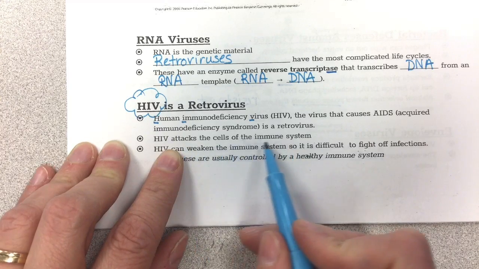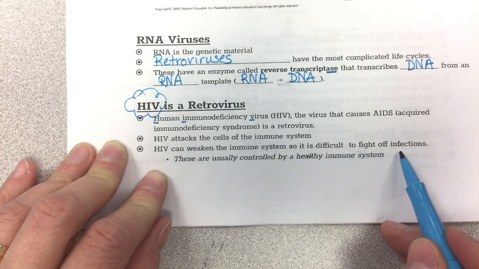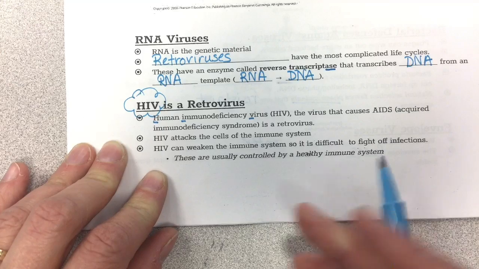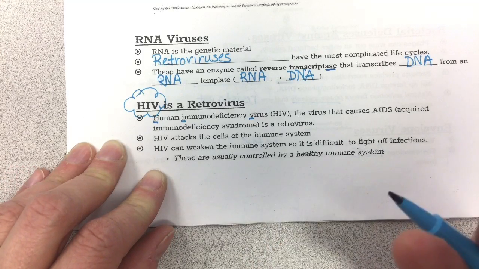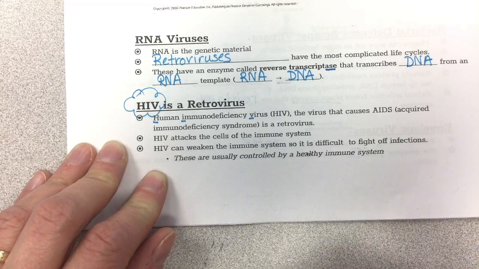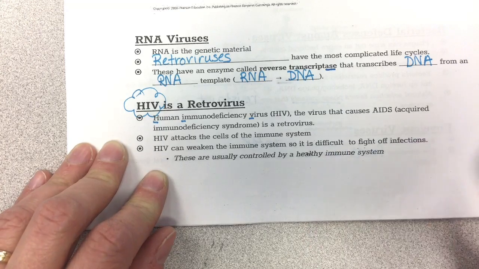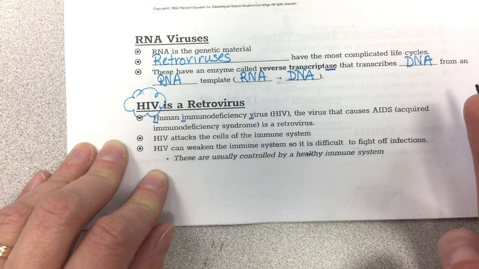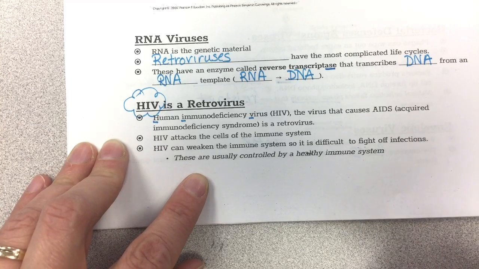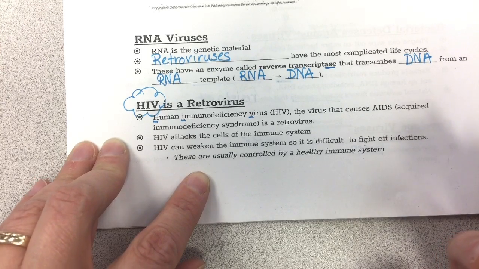The virus itself attacks certain cells of the immune system. It can weaken the immune system, so it's difficult to fight off infections. Normal infections with a healthy immune system are not life-threatening. If you have HIV and it begins to weaken your immune system, you are more susceptible to diseases or infections that people who aren't infected with HIV and have a healthy immune system can normally fight off.